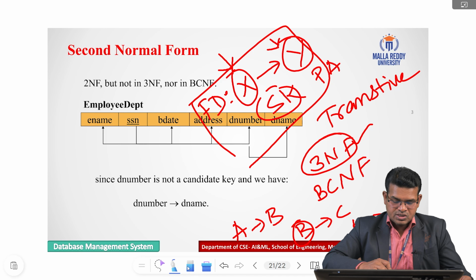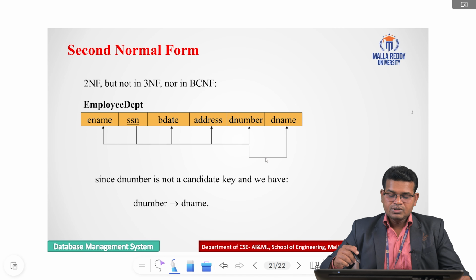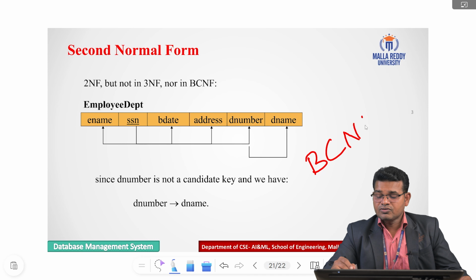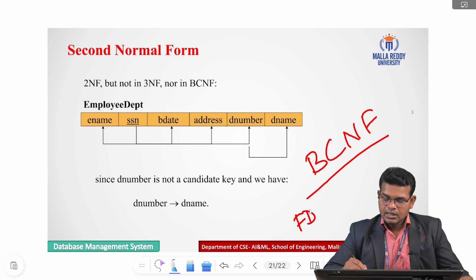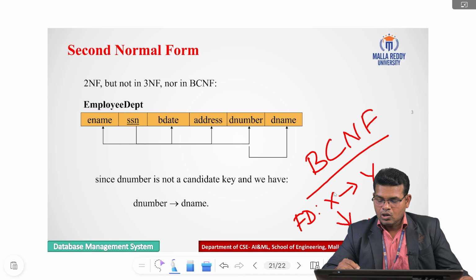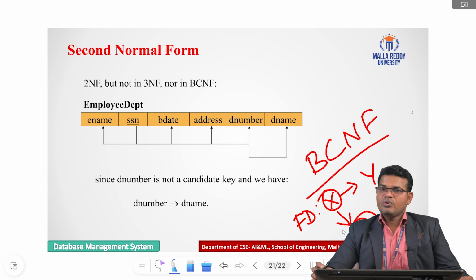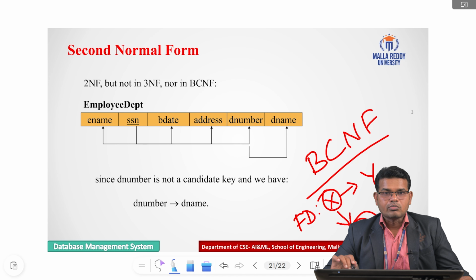And coming to BCNF, BCNF is the last normal form that we want to discuss. BCNF can be achieved by a little bit of modification in the third normal form. For any functional dependency, X determines Y, X should be a super key only. Always the LHS should be a super key. Then only we can say that it is BCNF, Boyce-Codd normal form.